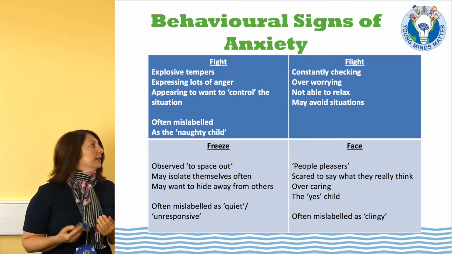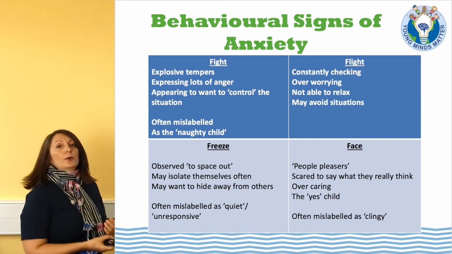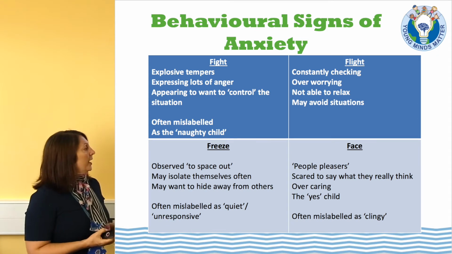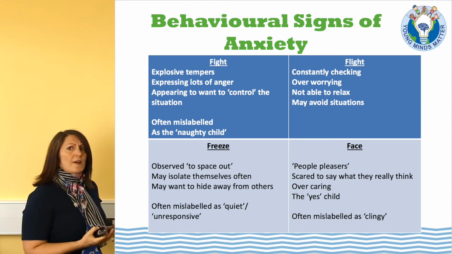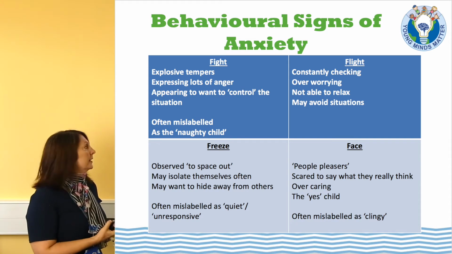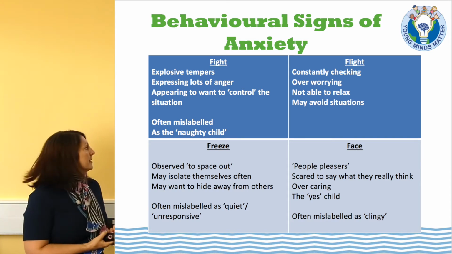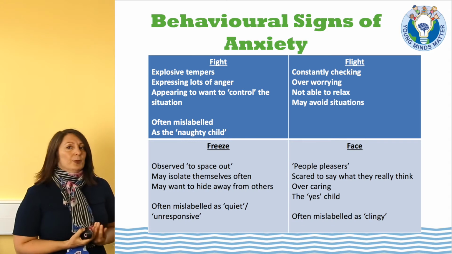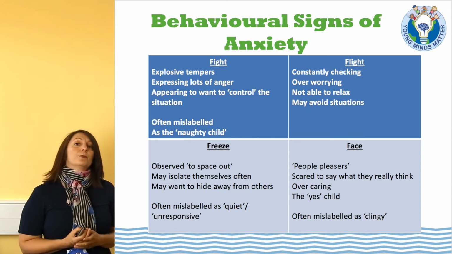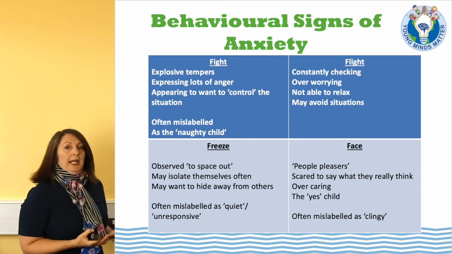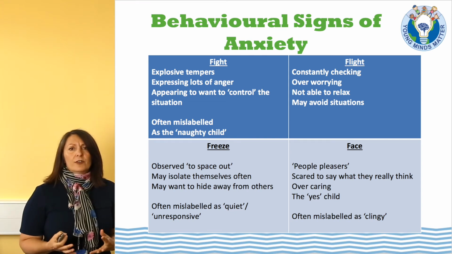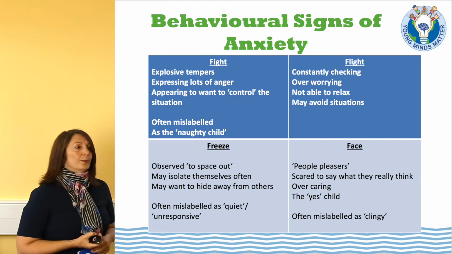And finally, we mentioned fawn briefly before, but again, really not wanting to provoke the threat that's happening. If we think about that in terms of the particular threat around us, a teacher, a member of the family, a partner, a peer that might be bullying them. So people pleasers, not really saying what they really think. To say what you really think could provoke a negative reaction. That's not going to happen. Being a yes child, being over-caring, over-attentive, over-concerned about how someone's feeling.